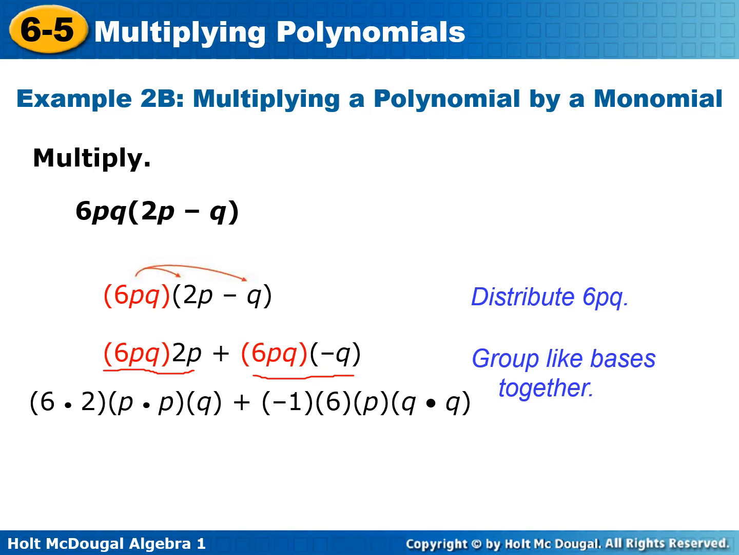All right. Now we proceed with simplifying. We multiply and we apply the product rule. So we have 6 times 2 is 12. P times p is p squared. And we copy q. And then we have here negative 1 times 6 is negative 6. So there's no need for us to write the plus anymore, because take note, negative times positive is negative. So we will put here minus, or negative 6. And then p, we copy p. And then q times q is q squared. All right. So now we have here the simplified form of 6pq times the quantity of 2p minus q, which is 12p squared q minus 6pq squared.